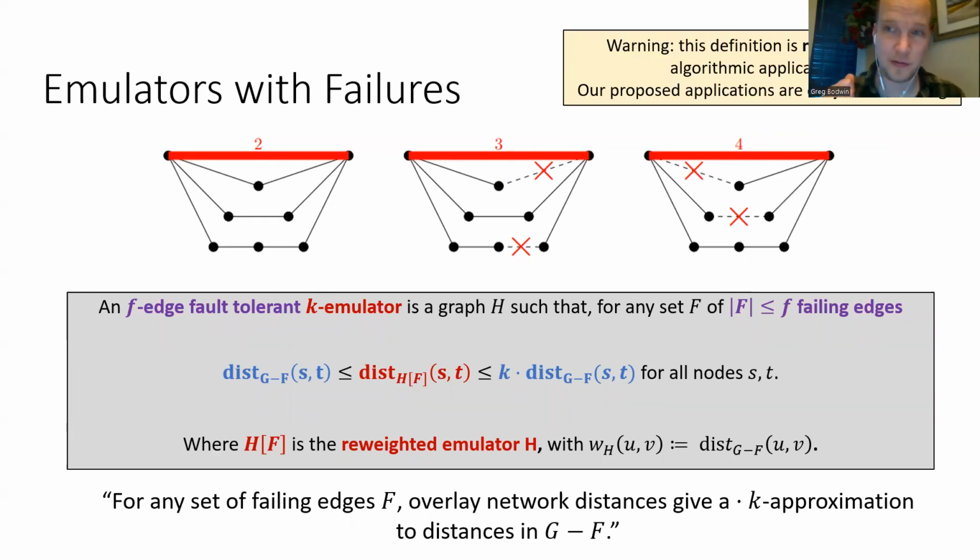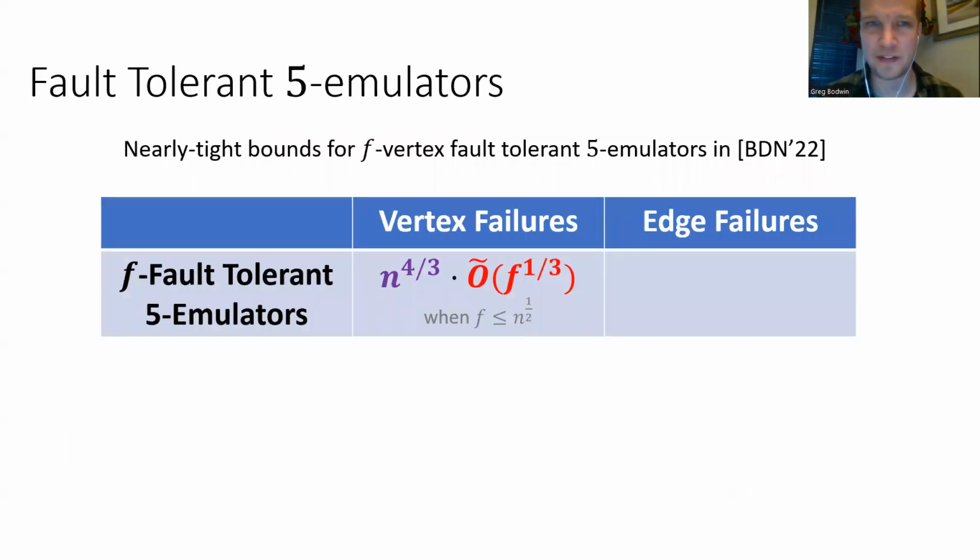I want to make a quick note that if you are more familiar with the algorithmic applications of emulators than the networking applications of emulators, you might be objecting to this definition. It might feel wrong to have this automatic weight updating behavior. And I would totally understand that. We are not claiming that this is a reasonable definition of fault tolerance for the algorithmic applications of emulators. We are only claiming applications in the networking sense. So I think of this definition as being a networking-only sort of thing.